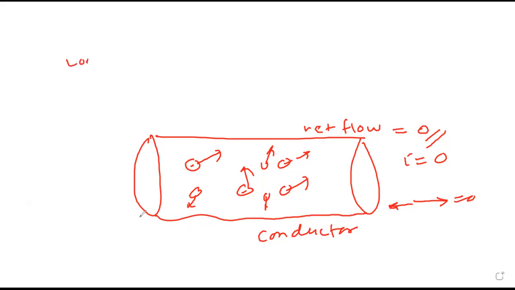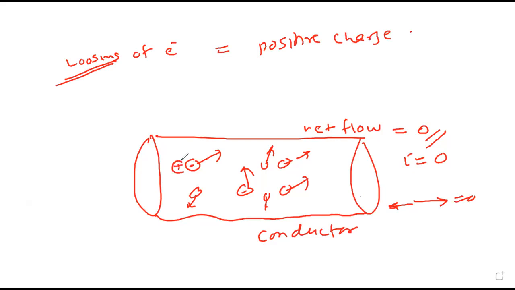Losing of electron is called as what? Positive charge. Yeah. So that means when this electron moves away, it leaves fixed positive ions here. They are not in motion, they are just fixed from wherever electron comes out. They are fixed positive ions.